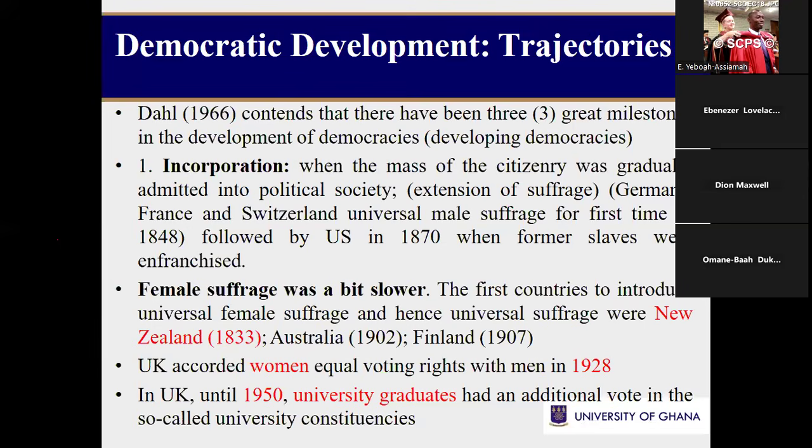So with time, they will allow all males to take part in the elections.